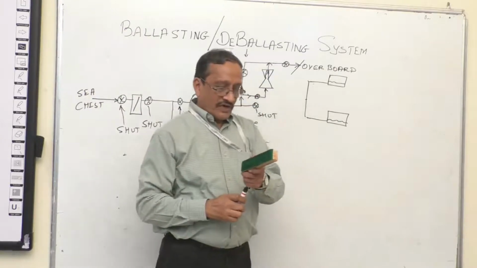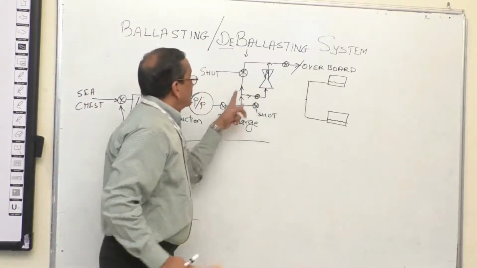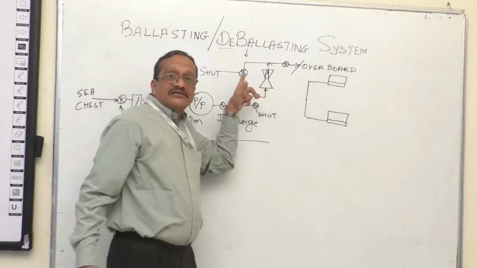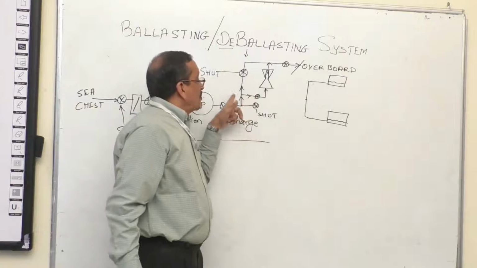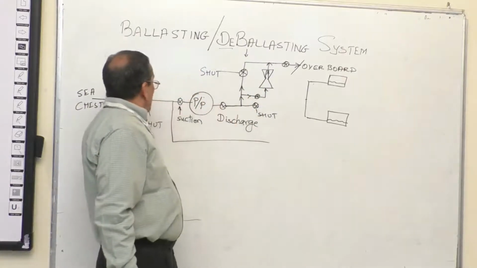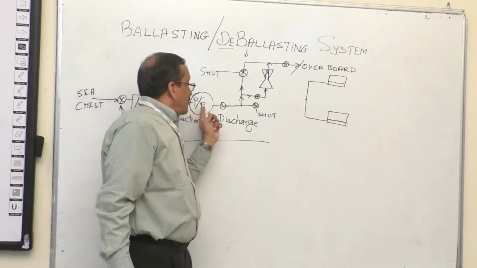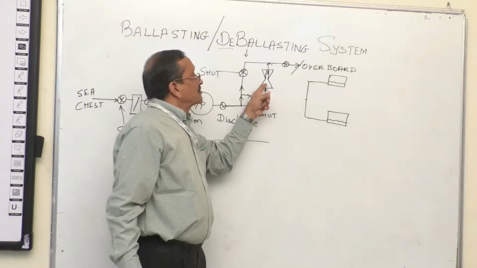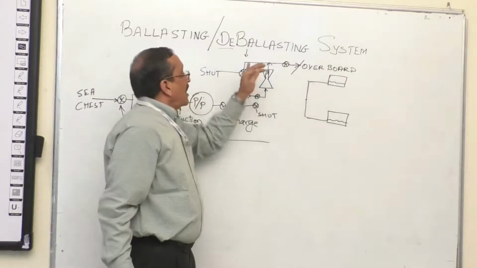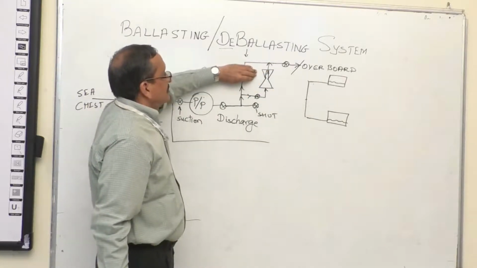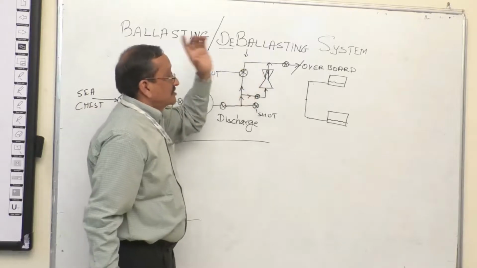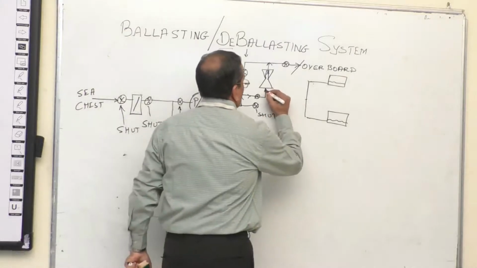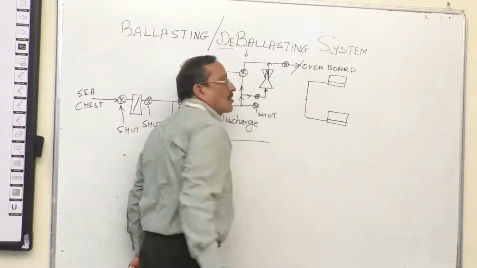Now you understand why it has to be shut? I want the pump to run through the stripping system. When it is to move through the stripping system, you can see that the seawater is made to pass through the pump, through this valve over here, and through the stripping arrangement and finally go overboard. I don't want this, because in that case it will create a shortcut and will not pass through this.